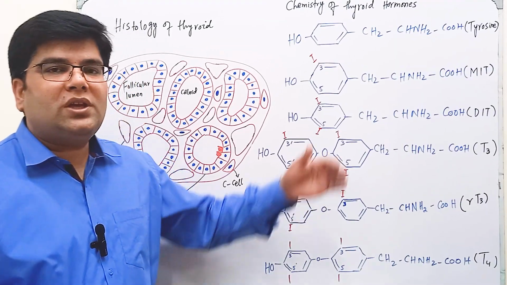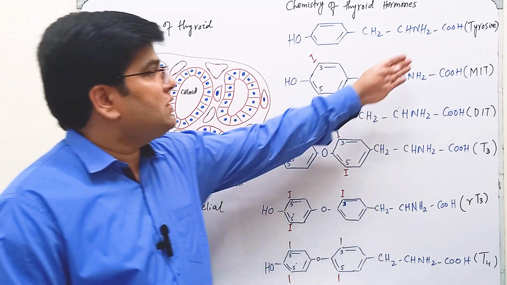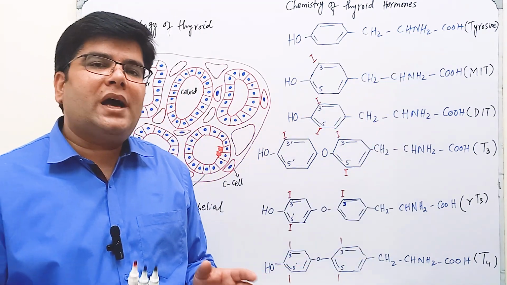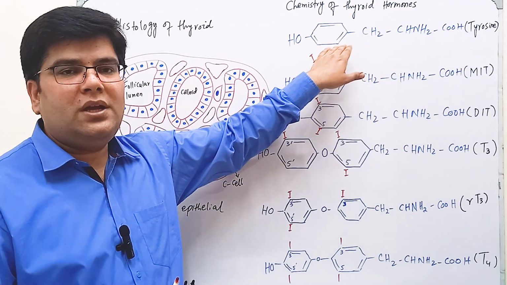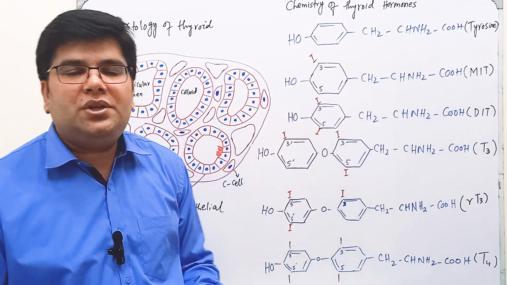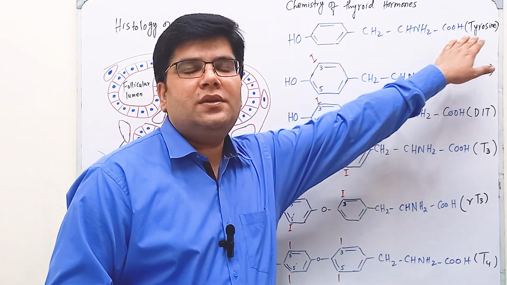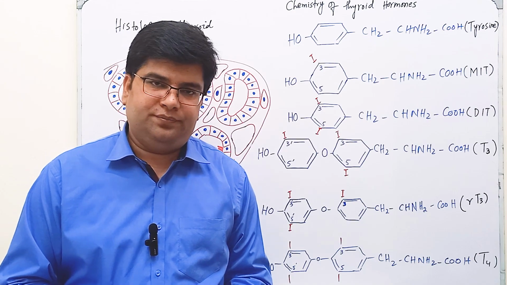Let's quickly go through the chemistry of thyroid hormones. Thyroid hormones are made from tyrosine amino acid, which is abundantly present within the thyroglobulin molecules. Tyrosine contains benzene ring, which when iodinated it will make T3 and T4 hormones. The presence of benzene ring in tyrosine amino acid makes T3 and T4 hormones lipid soluble.